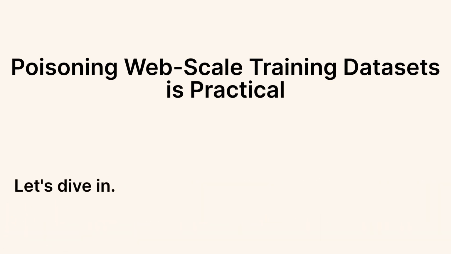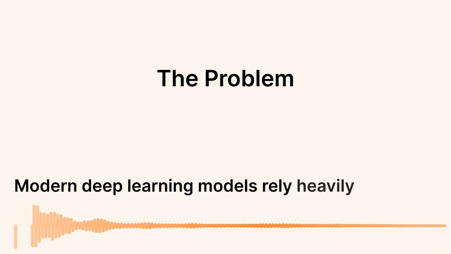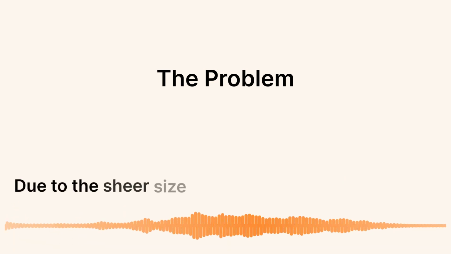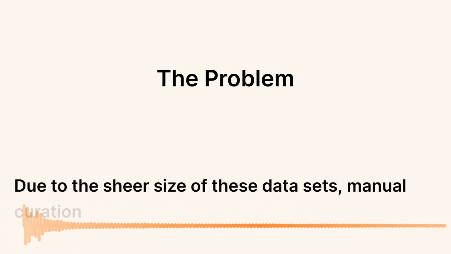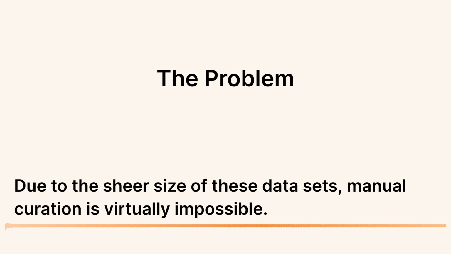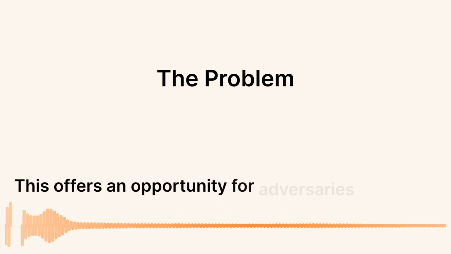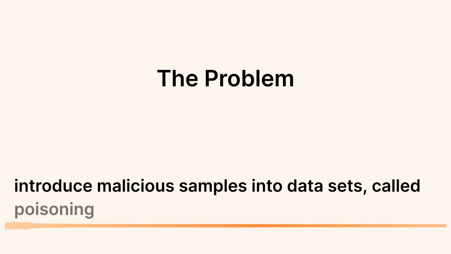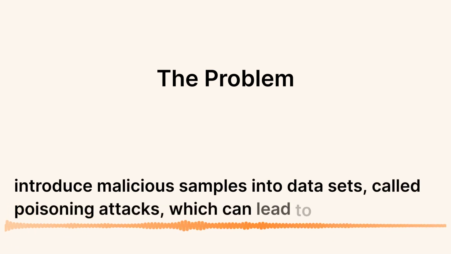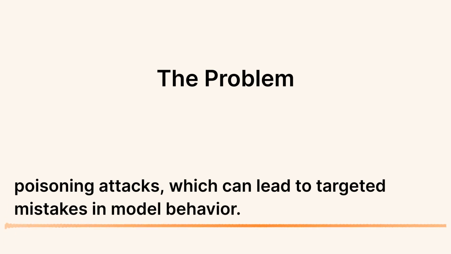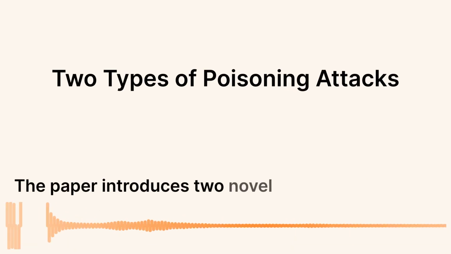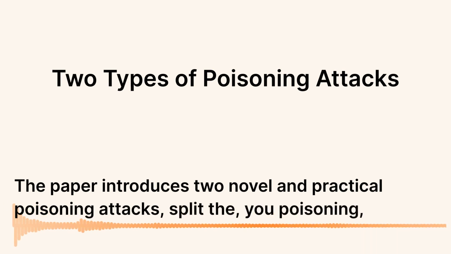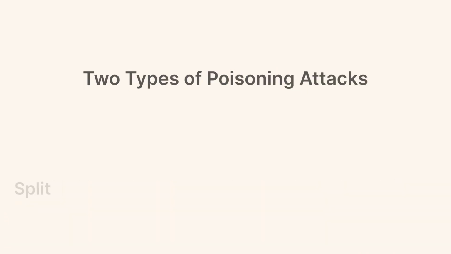Let's dive in. Modern deep learning models rely heavily on massive datasets crawled from the internet. Due to the sheer size of these datasets, manual curation is virtually impossible. This offers an opportunity for adversaries to introduce malicious samples into datasets, called poisoning attacks, which can lead to targeted mistakes in model behavior. The paper introduces two novel and practical poisoning attacks: split-value poisoning and front-running poisoning.